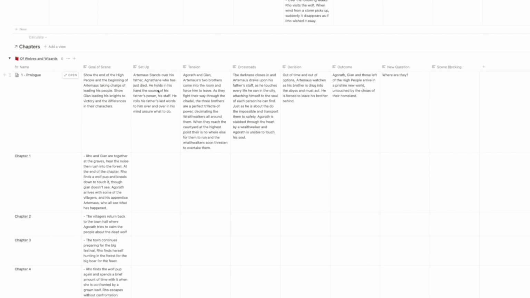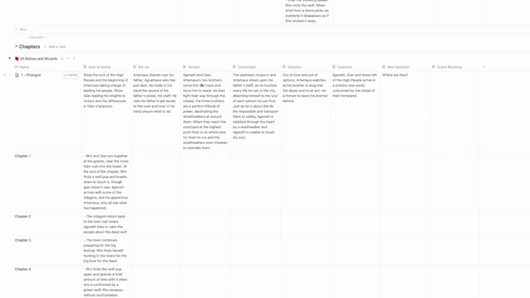So the setup is Artemis stands over his father, Agnathane, who has just died. He holds in his hand the source of his father's power, his staff. His father's last words echo over and over in his mind, unsure what to do. So this is the setup. There's chaos around. If you've read the prologue already, I'm going to obviously be changing and editing it. But Artemis is standing there. He's just received this from his father and he doesn't know what to do. His father's dead. There's chaos all around him. What does he do? Tension.